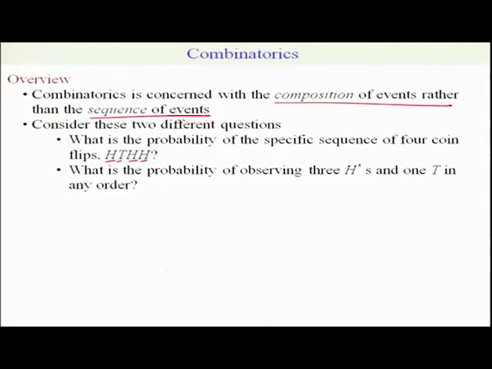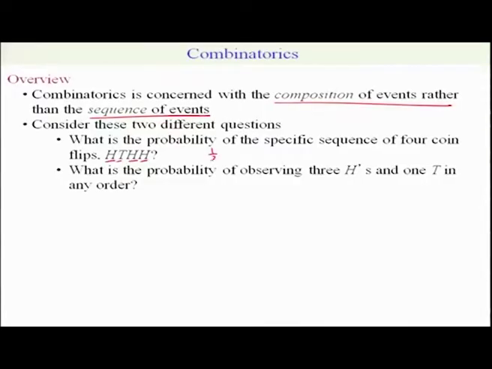Now, we know that the probability of obtaining a head or tail is 1 by 2. So, in this case, this is a sequence of 4 flips and each one has a probability 1 by 2. So, you are going to multiply 1 by 2 into 1 by 2, and these are independent events, and this should give you 1 by 16. Now, the second question is: what is the probability of observing 3 H and 1 T in any order?